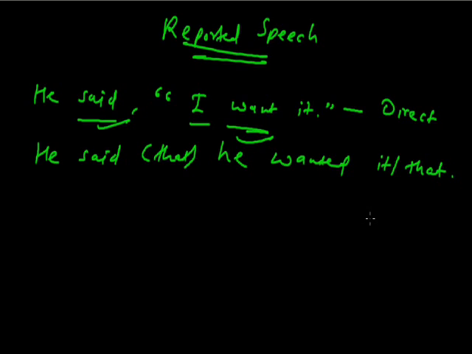There isn't any apple right now on my table, so I can't use the word this. He said that he wanted what? It or that, because it means this as well as that. Clear? I give you another example.